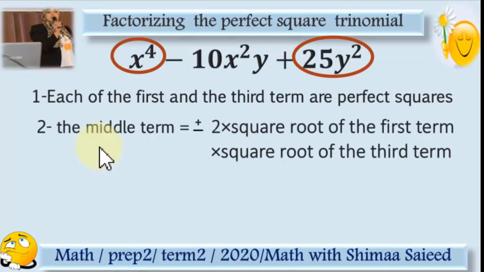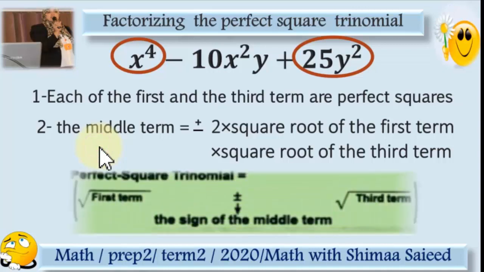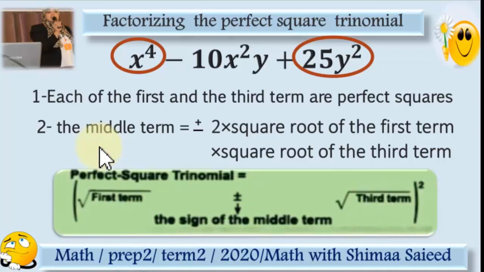So how can we factorize a perfect square trinomial? We can factorize it as brackets: the root of the first term, then positive or negative, which is the sign of the middle term. Here is the negative sign, so we will put a negative sign. If the sign in the middle term is positive, we will put a positive sign here. Then the root of the third term, all power 2. That is how we can factorize the perfect square trinomial.